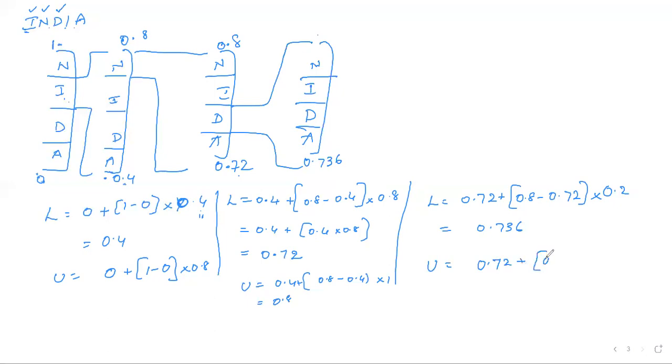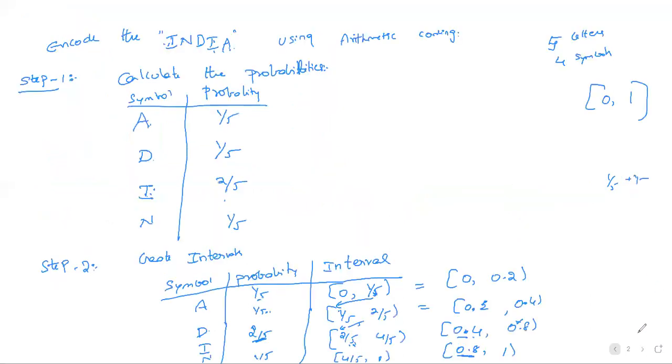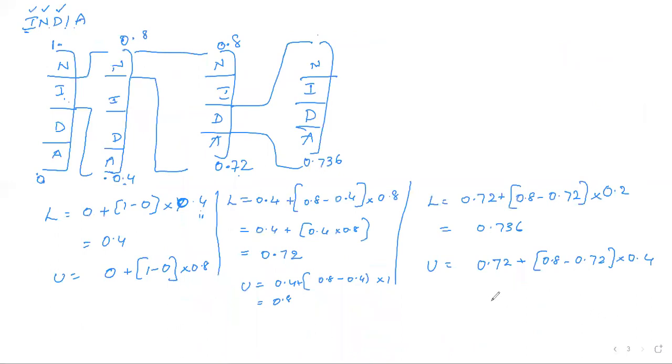Next, the upper interval is 0.72 plus (0.8 minus 0.72) into 0.4, right? How much is this value? 0.752. So this is 0.752.